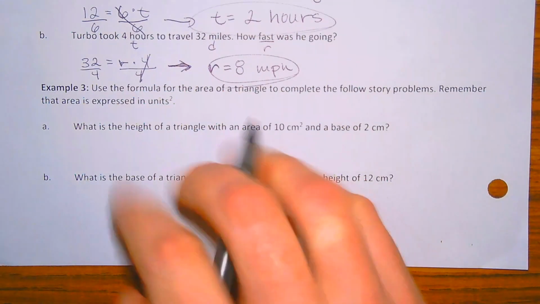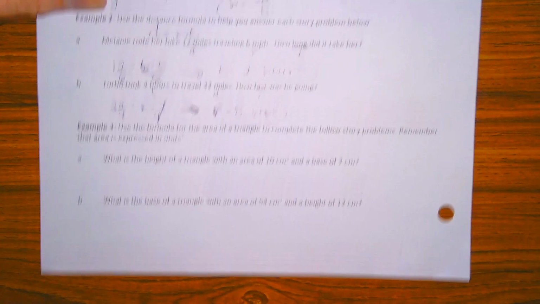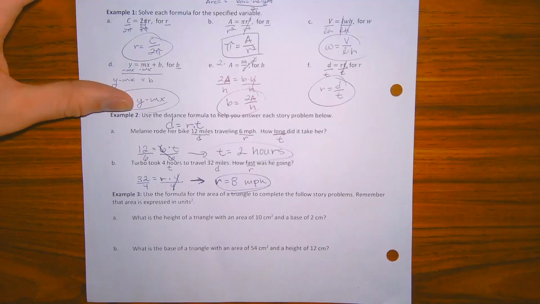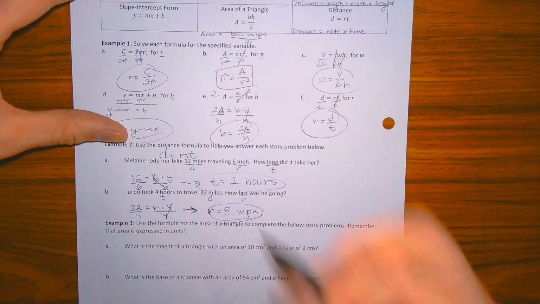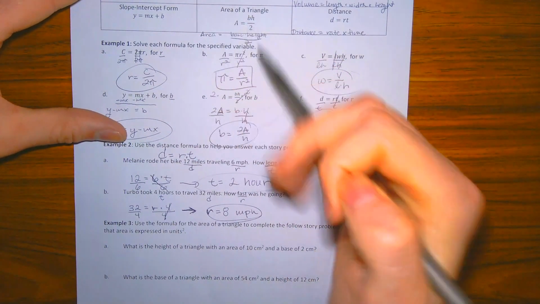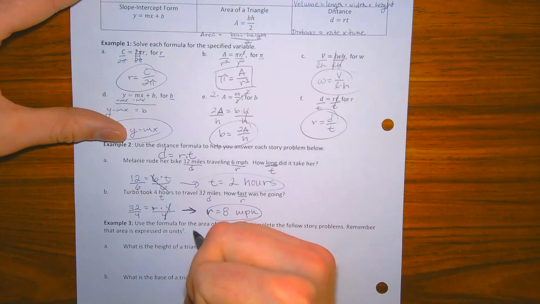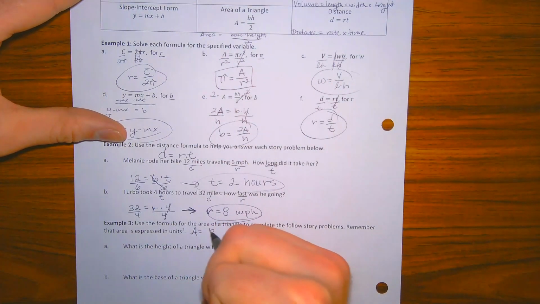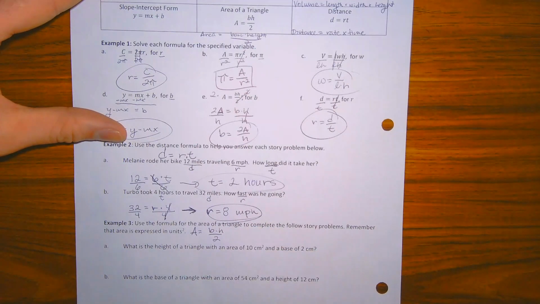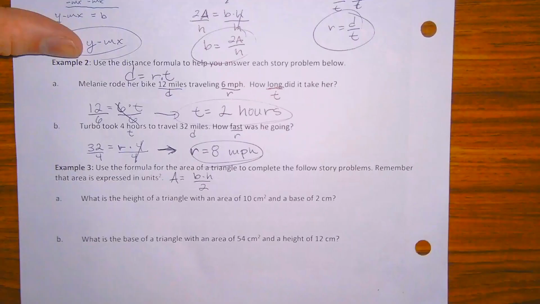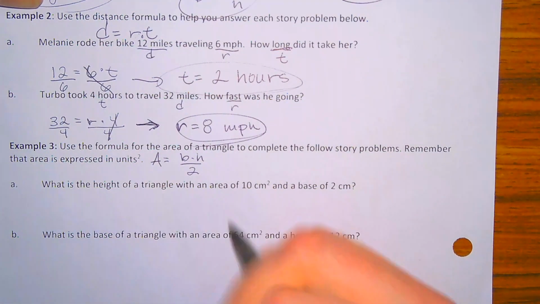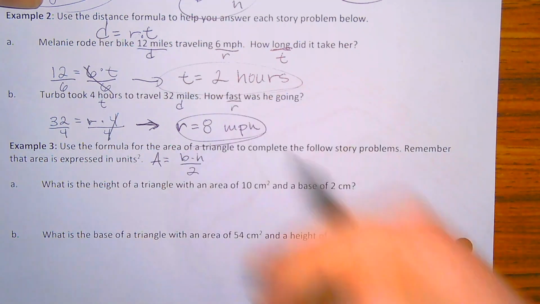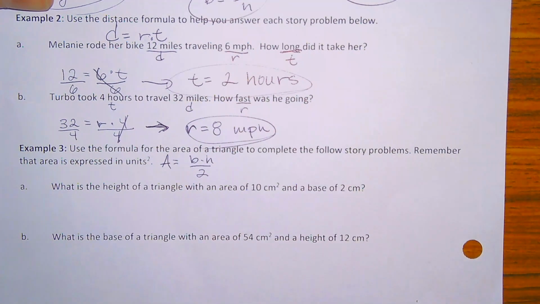Last examples. Here, instead of using the distance formula, it's asking us to use the area of a triangle to complete the following story problems. So let's go and look at what the area of a triangle is. The area of a triangle is this one right here. So what we want to write down here is area, or A, equals B times H over 2. Okay, that's the formula that we'll be working with. It asks us, and again, the same thing that we did for the distance where we filled in D, R, and T, we need to do here.